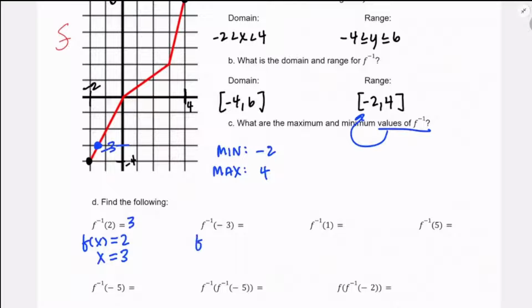So we're solving the equation f of x equals negative 3. That gives me x equals negative 2.5. No, that's not right. That's going to be x equals negative 1.5. I feel like we know the equation of that line. That didn't quite look right. All right, f inverse of 1.